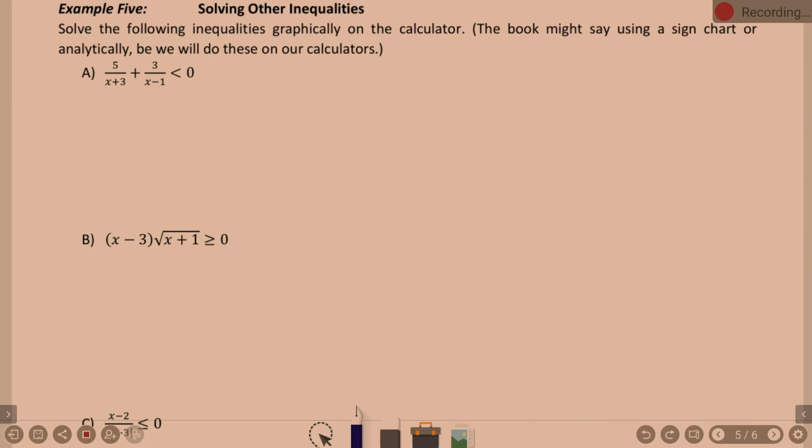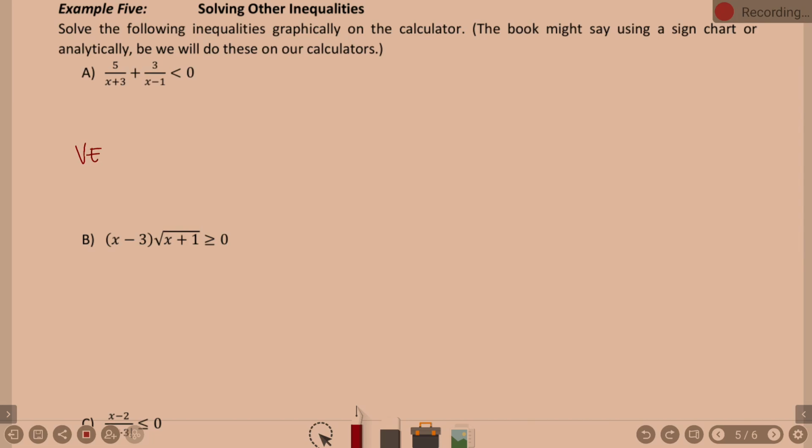Now, as we look at A, the book might say use a sign chart. But notice there's fractions, yes? What do the denominators do? A denominator will create a vertical asymptote, yes? I haven't graphed this yet, but I will here in a moment. But I know there's going to be vertical asymptotes at 2 places. Where are there going to be vertical asymptotes? -3 and 1.